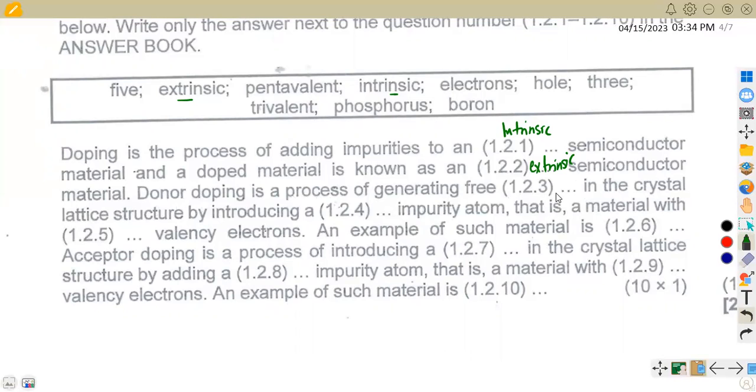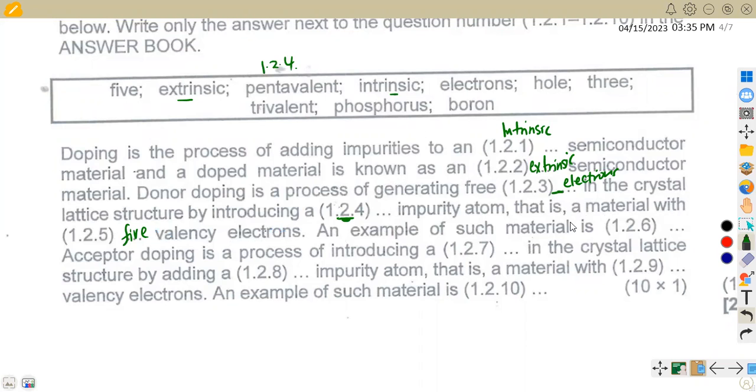What is it that we are going to generate? Free electrons in the crystal lattice structure, by introducing a pentavalent impurity. A pentavalent impurity is a material with 5 valence electrons.